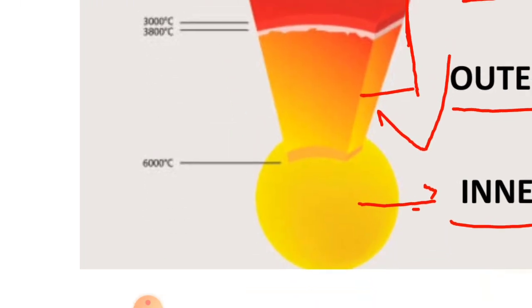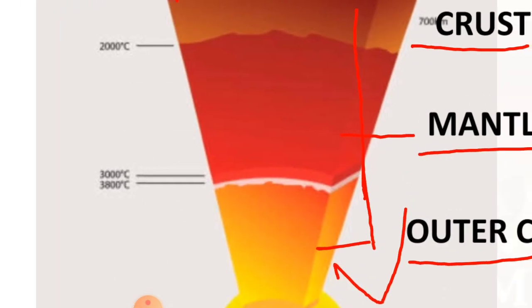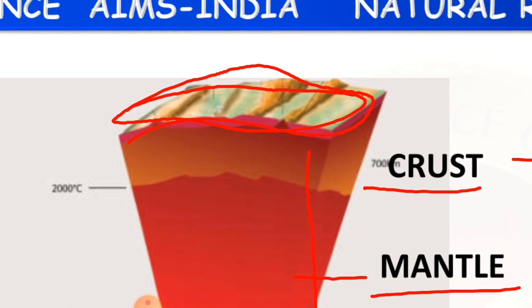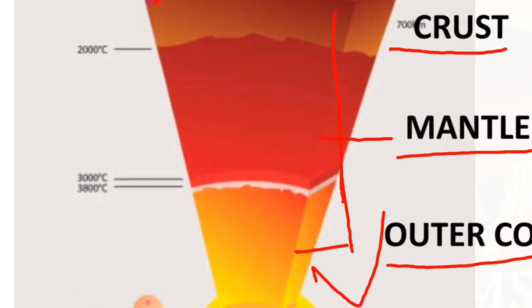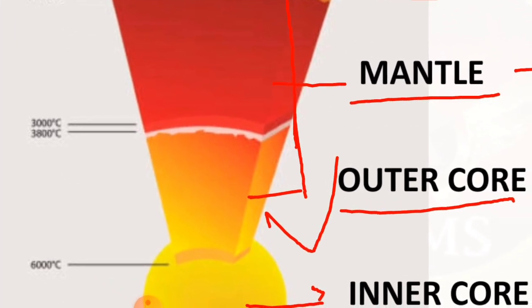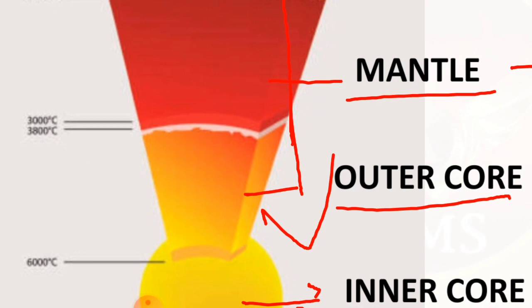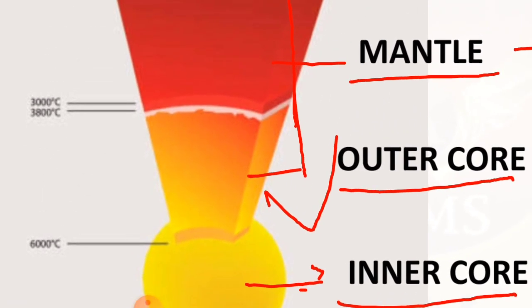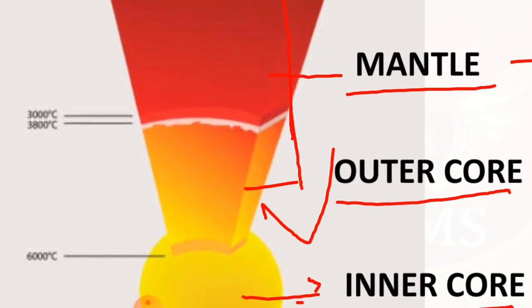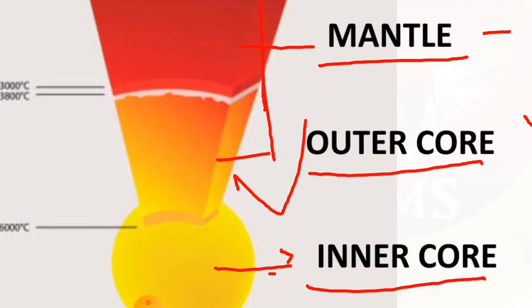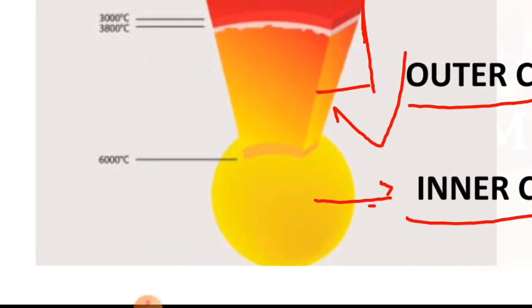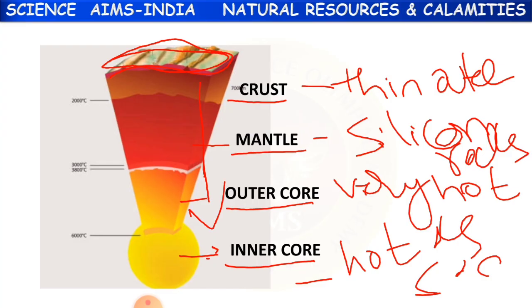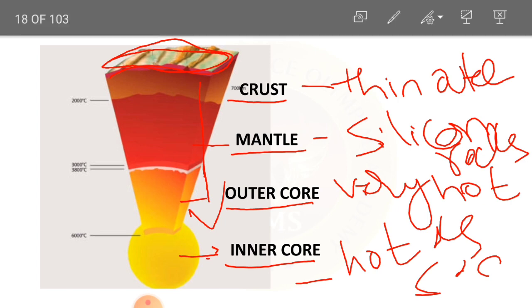Just see the temperature here. This is the surface of the earth, and in the crust it is 2000 degrees Celsius, and in the mantle it is 3000 degrees Celsius, and again when you enter the outer core layer it is 3800 degrees Celsius, and when you come to the inner core it is 6000 degrees Celsius. So as we are going deep inside the earth, the temperature is increasing.